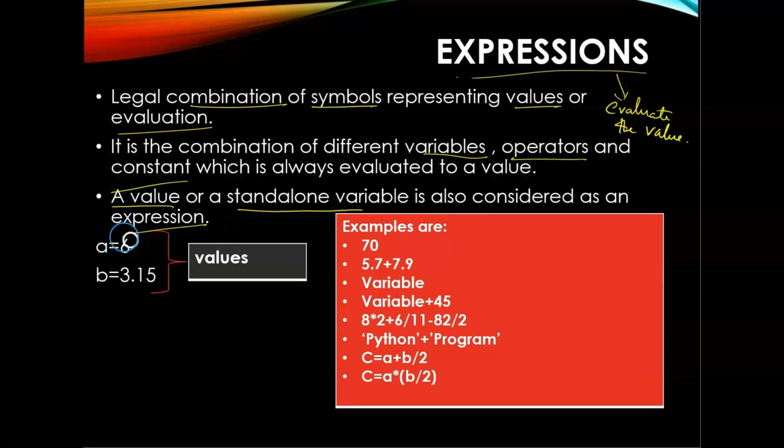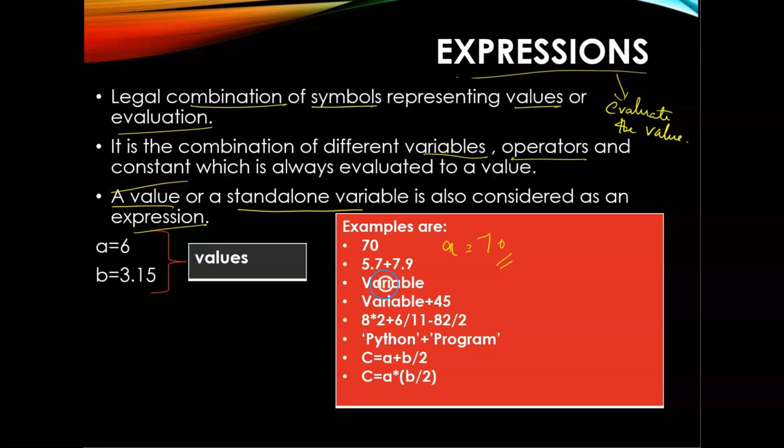See here, we have assigned a is equal to 6. We have declared a is equal to 6 and b is equal to 3.15. This is nothing but an expression. You can see the example for some more expressions. If we define a is equal to 70, then it is also called an expression. Then 5.7 plus 7.9. We are adding these two floating point numbers, so this also comes under expression.